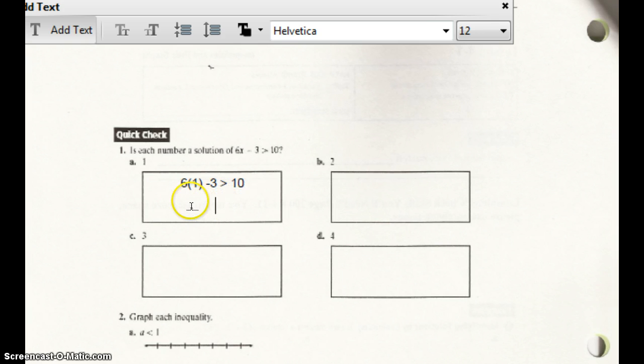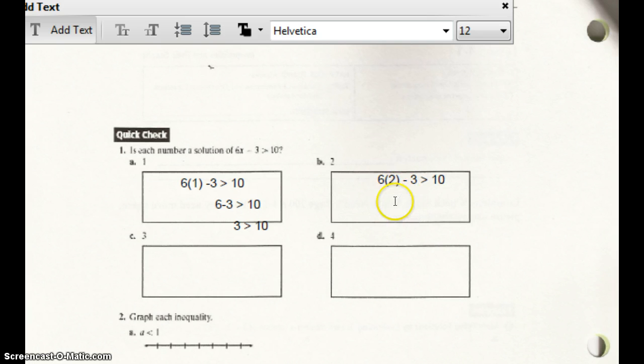So we have 6 times 1 minus 3 greater than 10. If we go through with our algebra, we know 6 times 1 is just going to be 6. And then we have minus 3 greater than 10. And then finally what we're going to get, I'm going to write it down here, is that 3 is greater than 10. Now obviously this is not going to be true, so we can say that 1 is not a solution to this inequality. Now if we look at 2, we have 6 times 2 minus 3 is greater than 10.